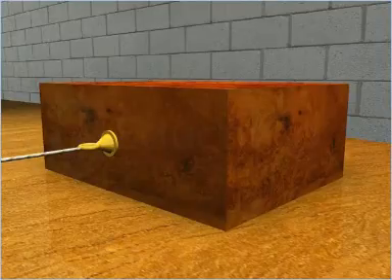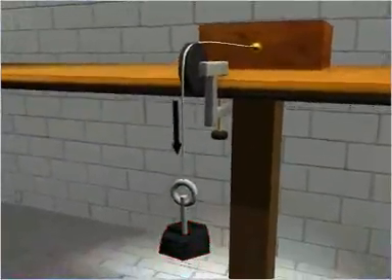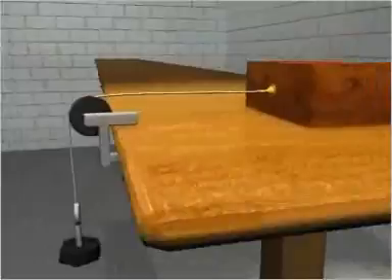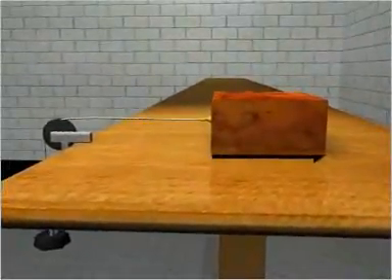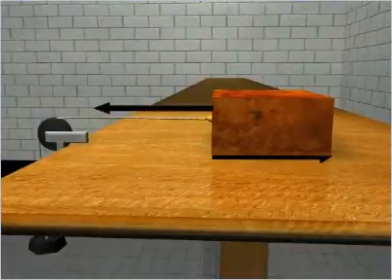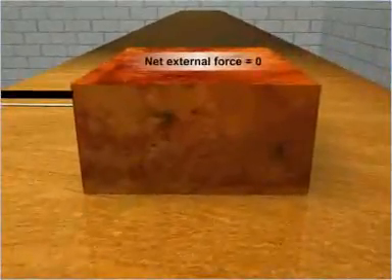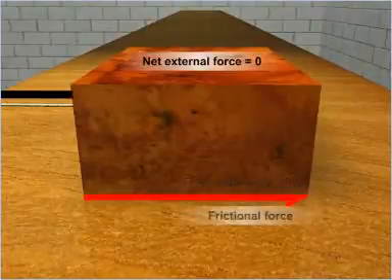Now, the object is pulled horizontally by a small external force, and then, instead of accelerating, it remains at rest. This implies that another force exists, acting opposite to the applied force, resulting in zero net force on the object. This force opposing the applied force, which acts tangential to the surface of contact, is called the frictional force.